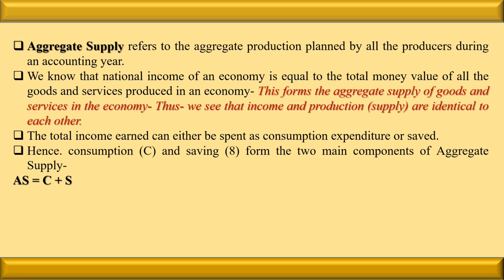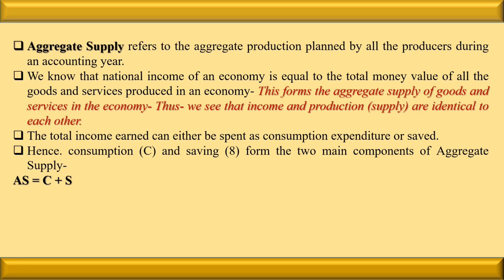Listen, aggregate supply refers to the aggregate production planned by all the producers during an accounting year. We know that national income of an economy is equal to the total money value of all the goods and services produced in an economy. National income means money value of all the goods and services produced, and the aggregate supply is the production of goods by all the producers in an accounting year. In this form, aggregate supply of goods and services is always considered as identical to national income.